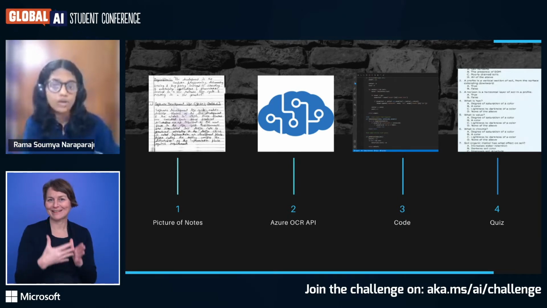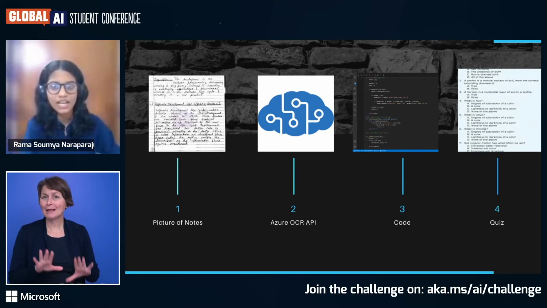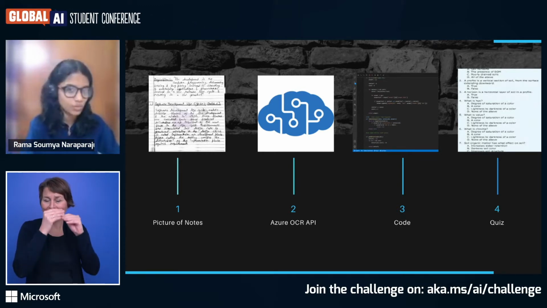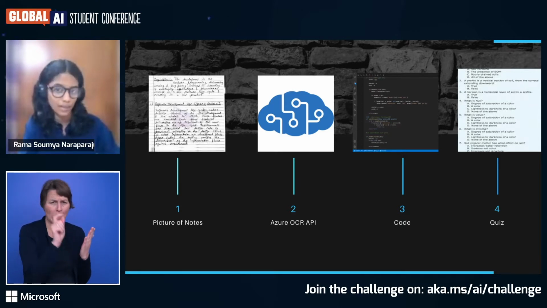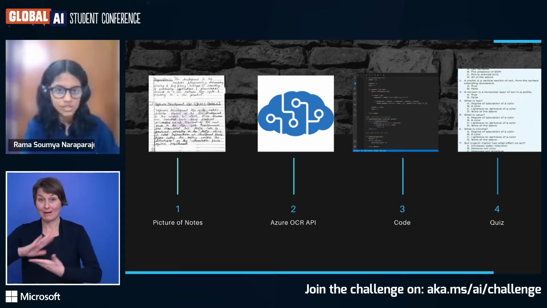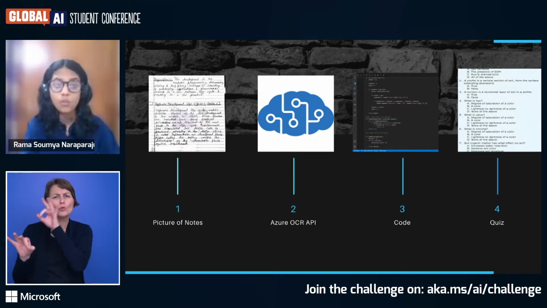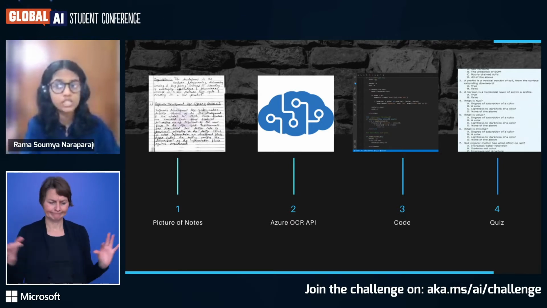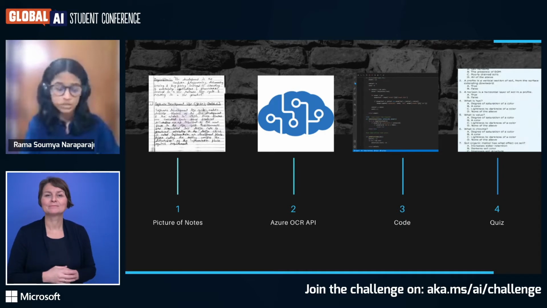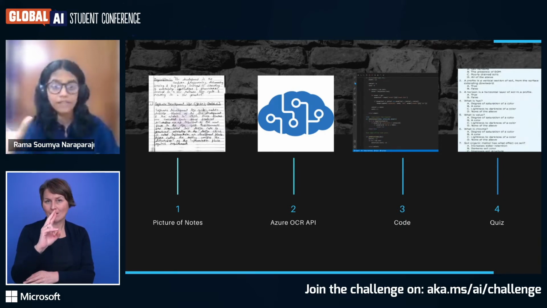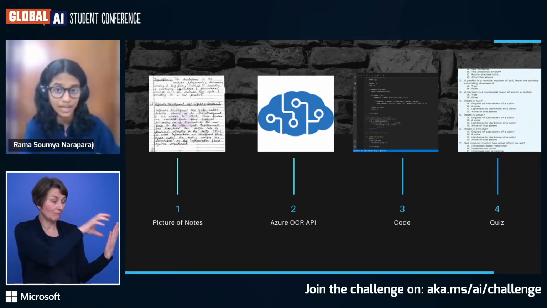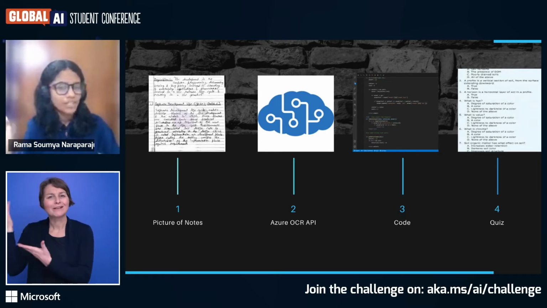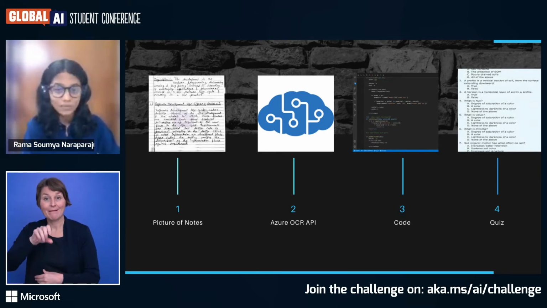So how do I make this come true? How do I take notes that are physically on a notebook and get a quiz generator on my laptop? How does the process in between even work? What I did was use the OCR API. I took a picture of my note and put it through the Azure Cognitive Services OCR API. And with a bit of data science code added to it, I got my quiz.